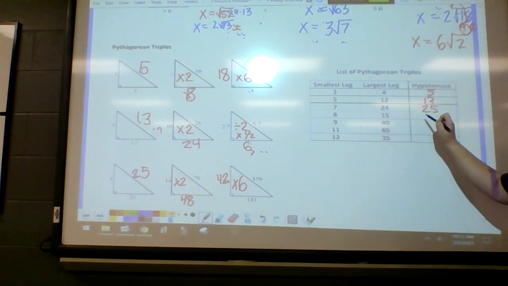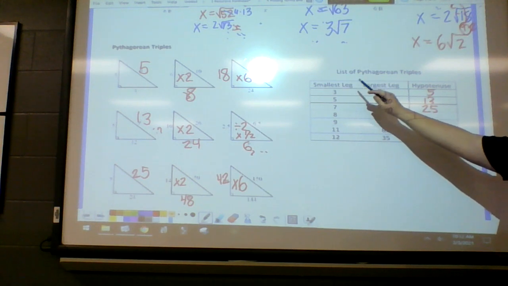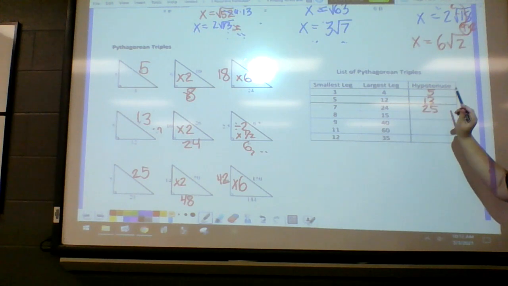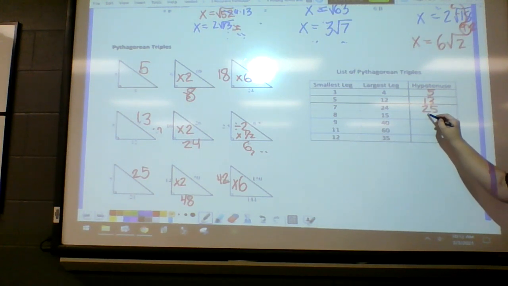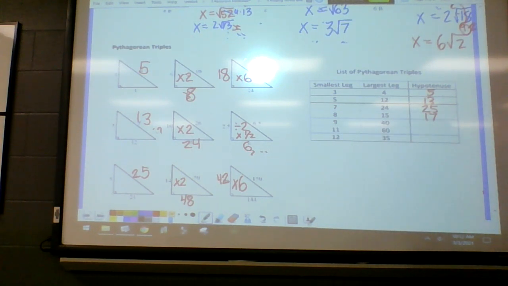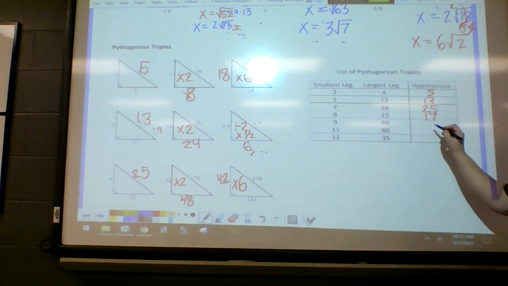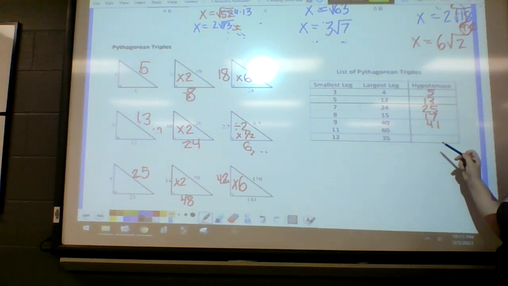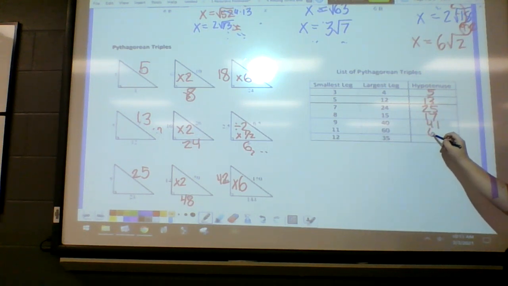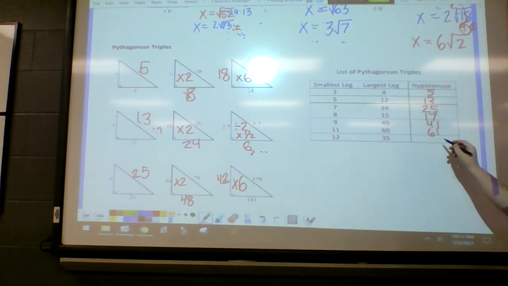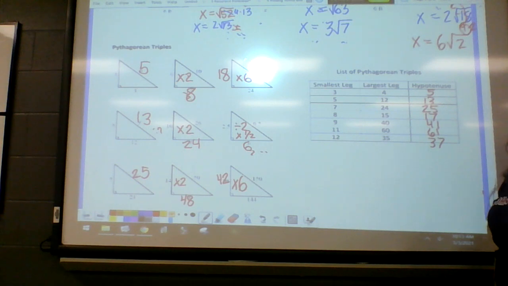Actually, it's not what you'd expect. Look at this one. This went 3, 4, 5. 5, 12, 13. 7, 24, 25. So you would think 16, but it's actually 17 if you were to use the Pythagorean theorem. But then if you go to the next one, 9, 40, this one is 41. And then the next one, 11, 60, that one would be 61. And then the last one, 12, 35, you would think 36, but it's actually 37.